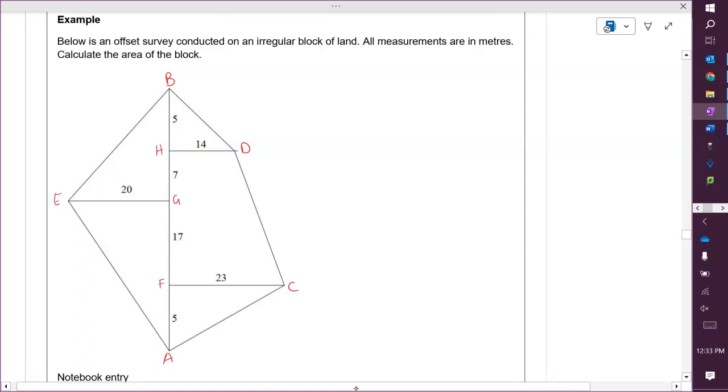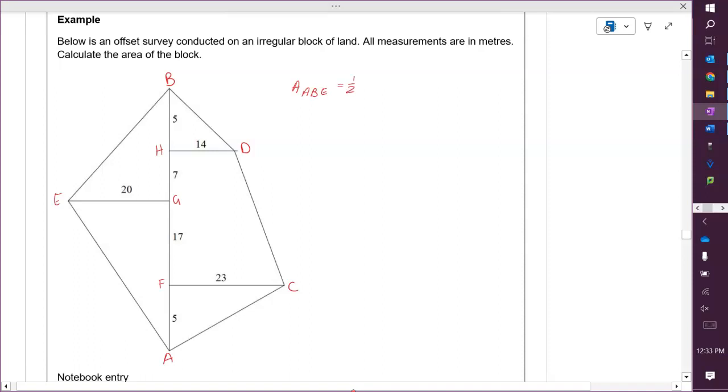I then go through and I find the area of each of the 5 shapes here. Or what you could do is say you've got 1, 2, 3 different shapes on the right hand side and one large triangle here on the left. So I'm going to start first with finding the area of A, B, E. So my big triangle here on the left.